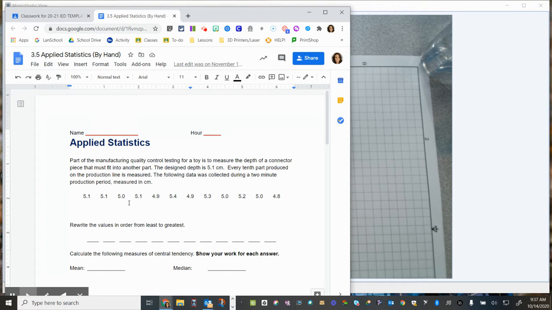So I'm dealing with these numbers here as I am analyzing. They took measurements, and you can see they're not all to spec. They're not all those 5.1. And we need to know what that means.